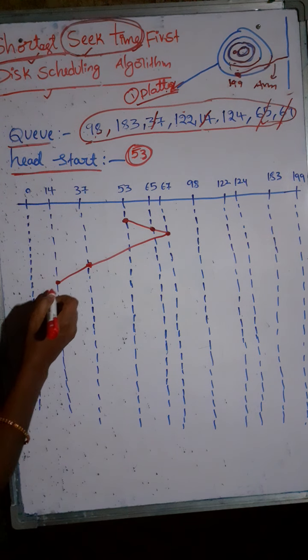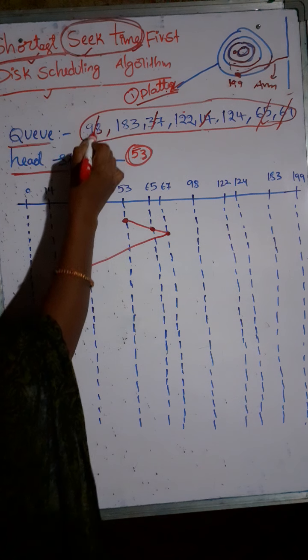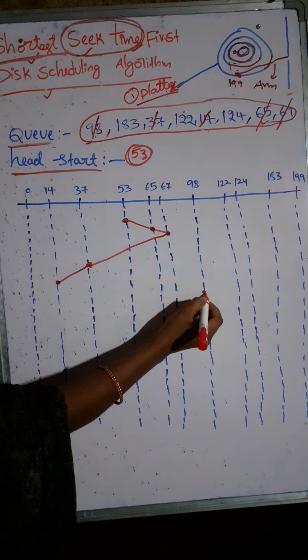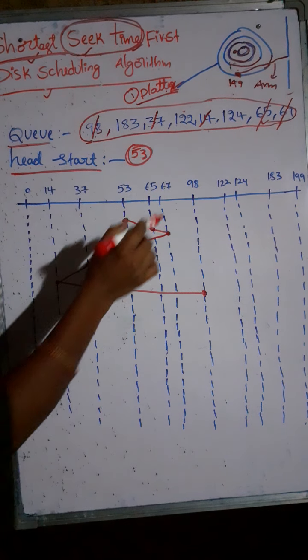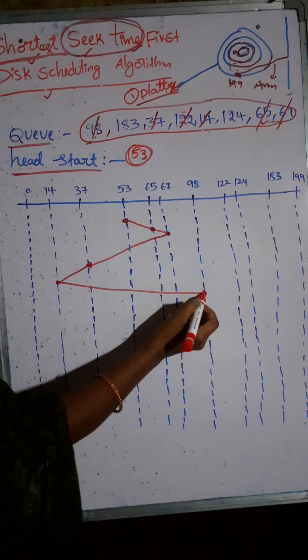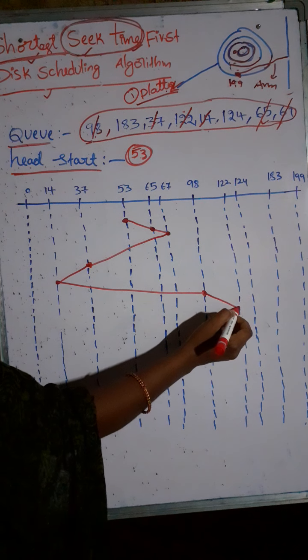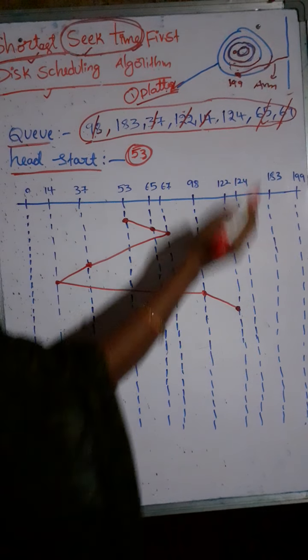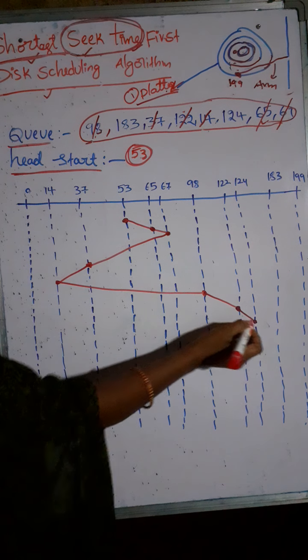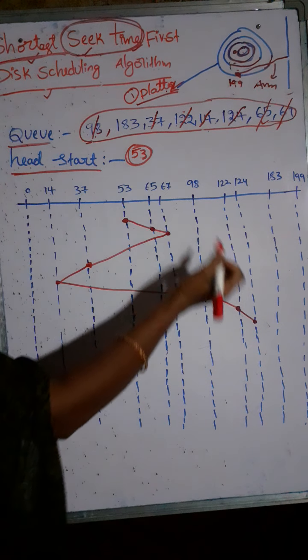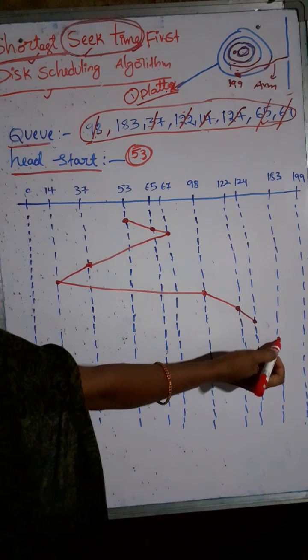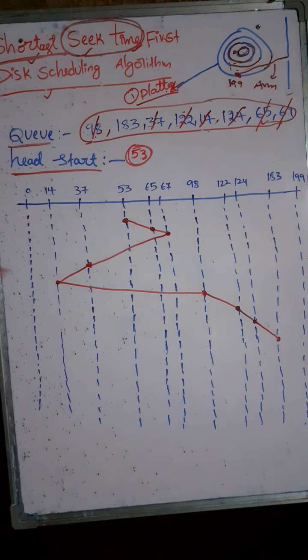After 14, which requires less time? 98. So then we serve the request at 98. After 98, 122 takes the shortest seek time, so we go to 122. After 122, 124 takes the shortest seek time, so the next request to be served is 124. After 124, what is the next request? 183. So the last request to be served is 183.